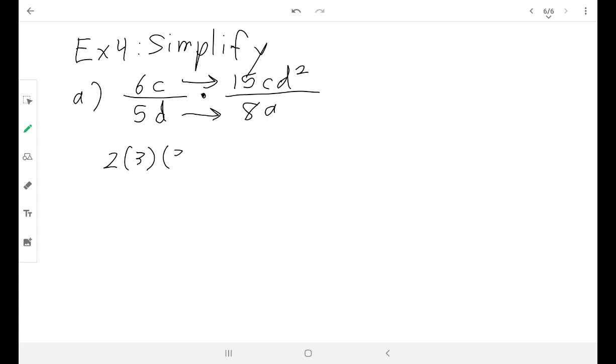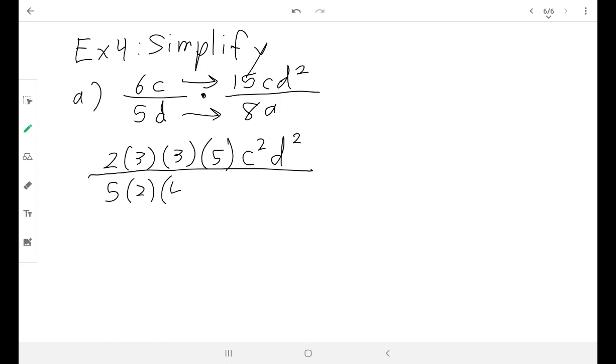15, I can call 3 times 5. And then c times c is c to the second, and this d to the second stays there. The 5 is a prime number, so I'll just leave it as 5. 8, I could write as 2 times 2 times 2, or 2 times 4. The reason I'd write it as 2 times 4 is because the 2's will cancel them, times a times d. Okay? And then, so the 2's will cancel, the 5's will cancel.